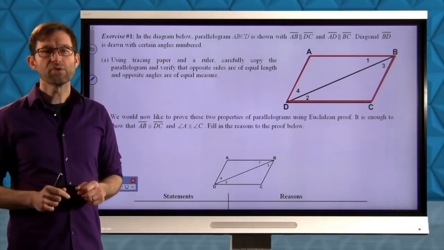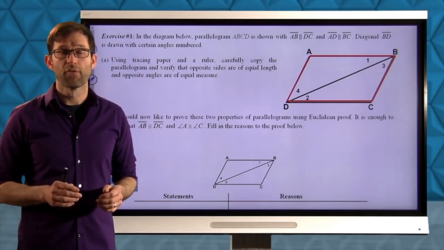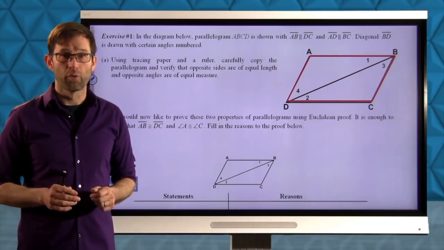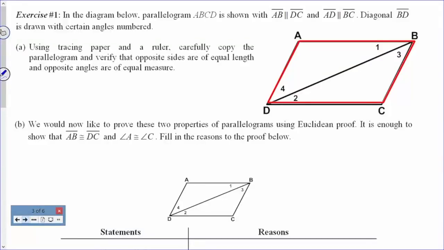All right. So in exercise number 1, what we would like to do is first take a look at the major properties of a parallelogram and then go on to prove them. So let's see what exercise 1 asks us to do. In the diagram below, parallelogram ABCD is shown with AB parallel to CD, and AD parallel to BC. Diagonal BD is drawn with certain angles numbered. Part A asks us to use tracing paper and a ruler to carefully copy the parallelogram, and verify that opposite sides are of equal length and opposite angles are of equal measure.